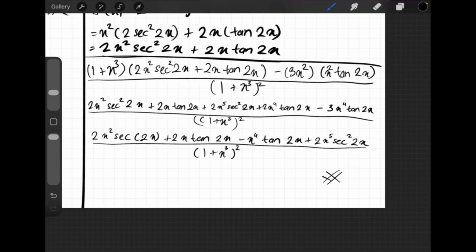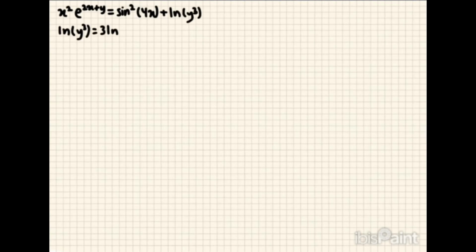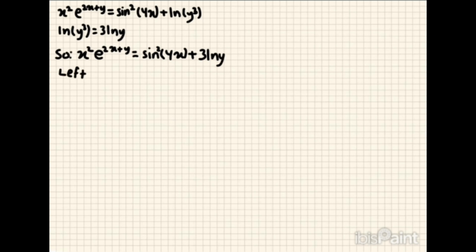And that's it. Question 3, x squared multiplied by the exponent of 2x plus y equals sine squared of 4x plus log of y cubed. Find dy dx by using implicit differentiation. First, we simplify the log y cubed and then differentiate the left side by using the product rule and chain rule.